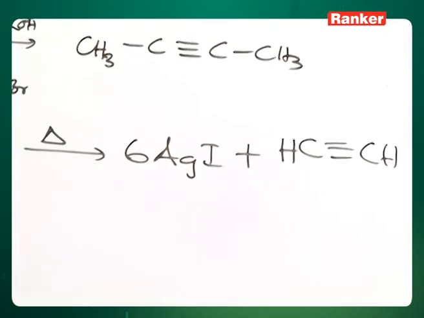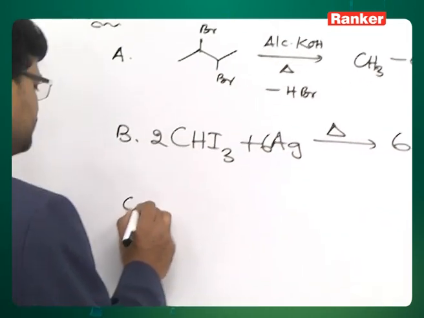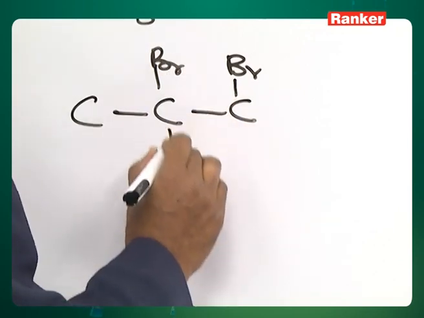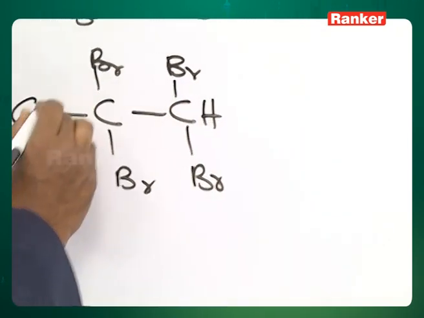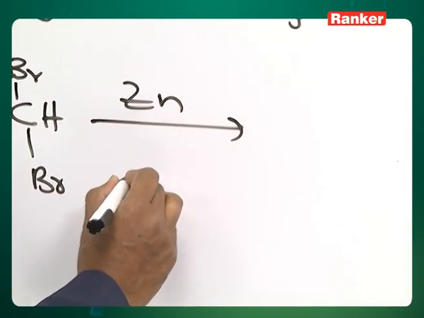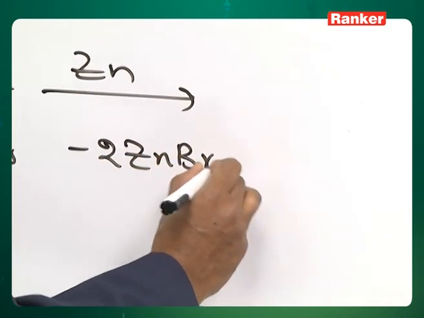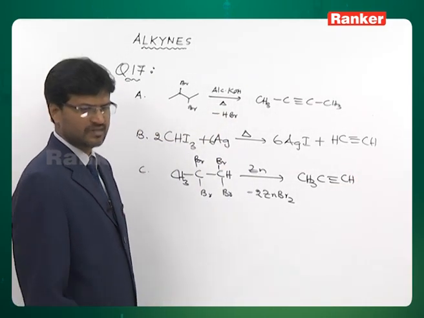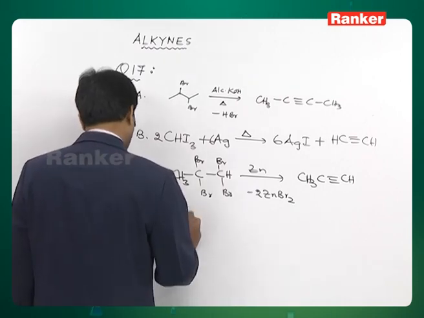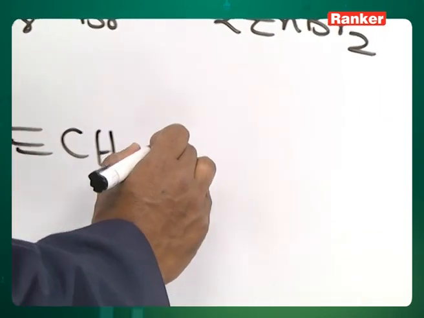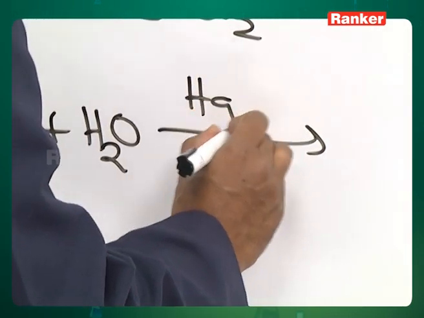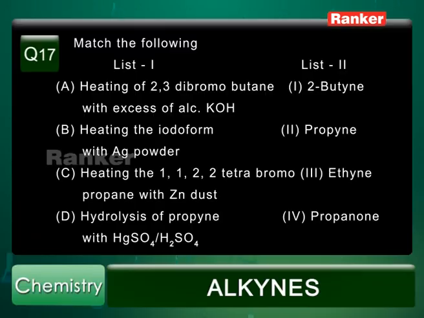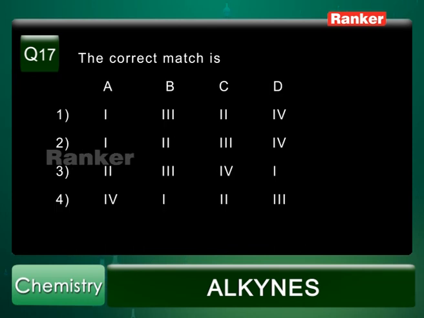Next, reaction C is heating 1,1,2,2-tetrabromopropane with zinc dust. Zinc bromide is lost and you get propyne. So C should be matched with 2. And the last one, propyne is subjected to hydration in presence of mercuric ion and H plus, you get propanone. So D should be matched with 4. Therefore, the correct answer is the first option.